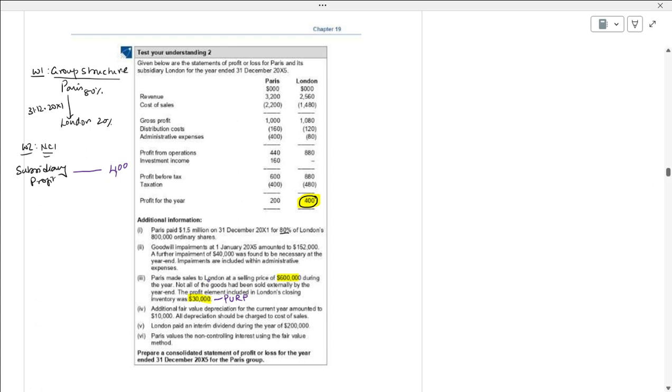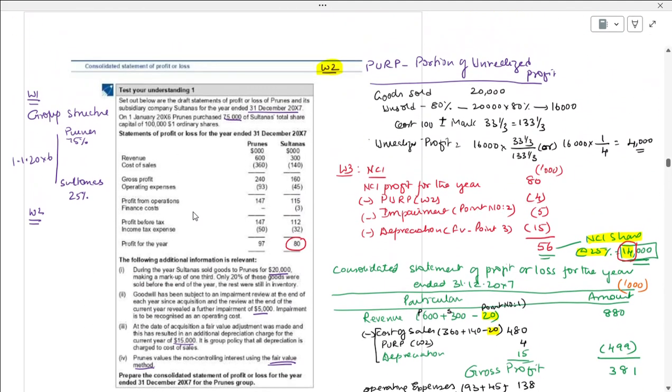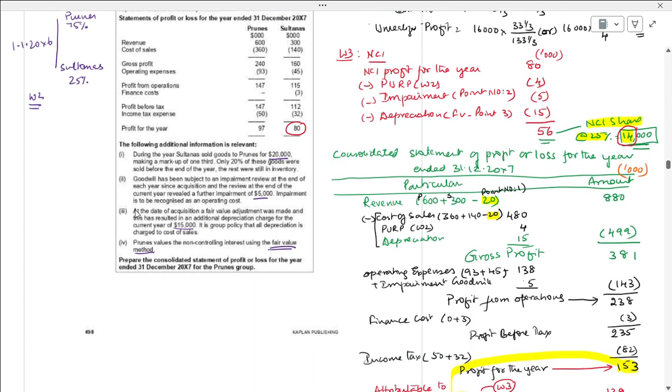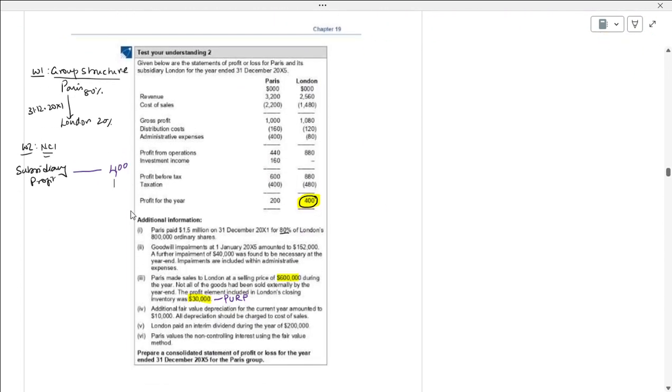We will take that when we are doing it. What we have done previously, why we have deducted PURP? But what they are saying here is that it has been included in closing inventory. When we do the cost of sales, then we will see that, because they have said it has been included in London's closing inventory.